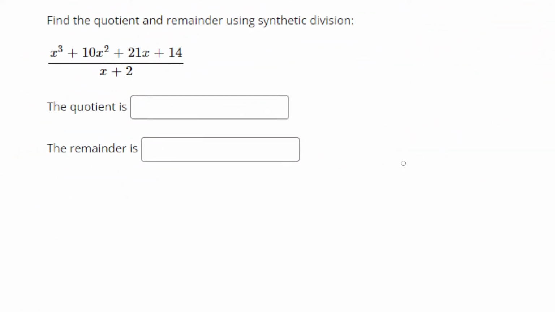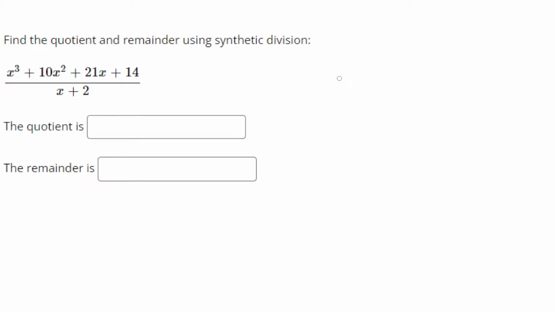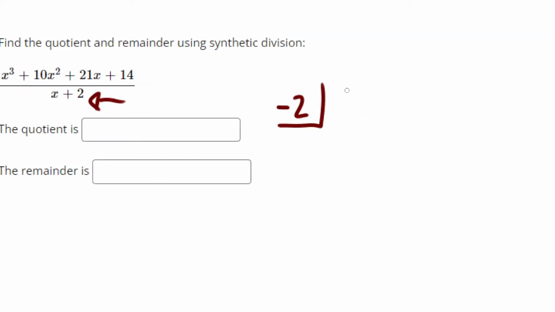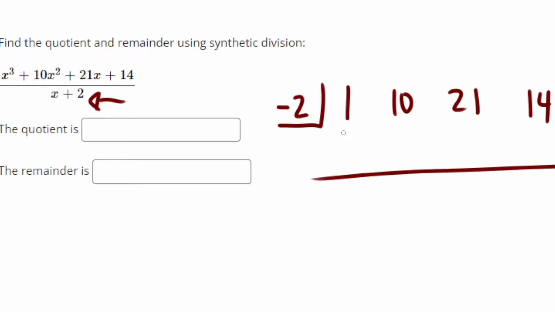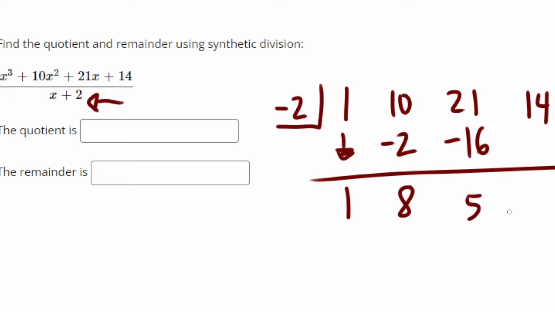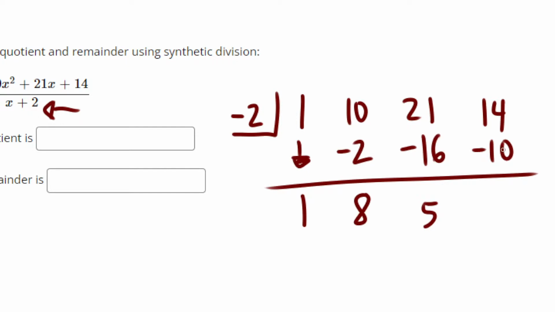Now this one is basically the same. All we're doing now is just examples. So we're going to take this and flip the sign, so we have negative 2. And then we have a coefficient 1, a coefficient 10, a coefficient 21, and a coefficient 14. Well, that's a constant, but yeah. And then we drop the 1, and then we multiply that by negative 2, that gives us 8, and then negative 16, and that gives us 5. And then negative 10, and that gives us 4. And that's our little cubby.